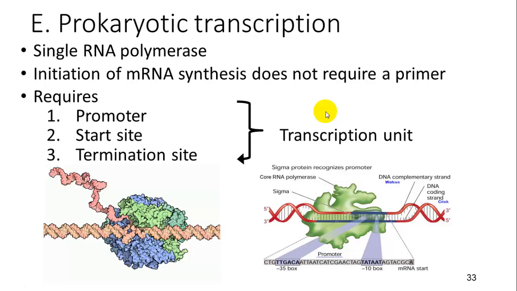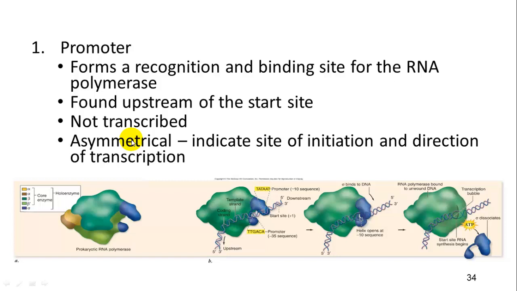Prokaryotic transcription: initiation does not require a primer, but it does require a promoter, and then a start site and a termination site. At the promoter, you form a recognition or binding site for the RNA polymerase, and this is found upstream of the start site. The RNA polymerase first finds the promoter. It doesn't transcribe it, but then it finds, downstream of that, where to start. This is also asymmetrical, which indicates the site of initiation and the direction. So it's going to be different for going one way or the other.